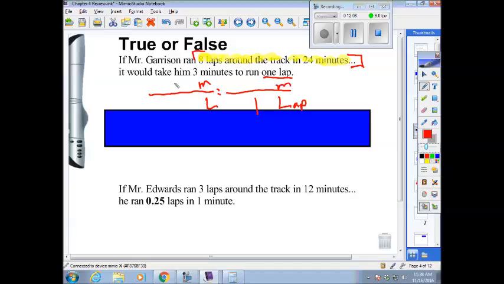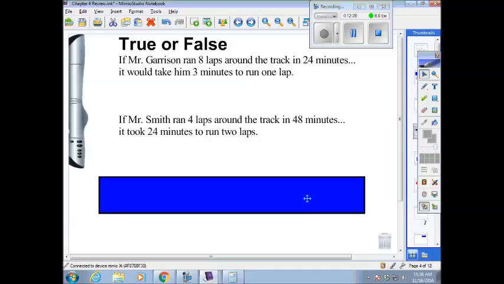We put our fake ratio here, which is 24 minutes for 8 laps. Notice we had to flip-flop this, right? Because that has to go with the same label. Now what are we doing to our number of laps? Dividing by 8. So what do we got to do here? Divide by 8. And that would give us 3. So is that a true statement, guys? Yes, it is. So either way on that. Let's go ahead and go to this one.